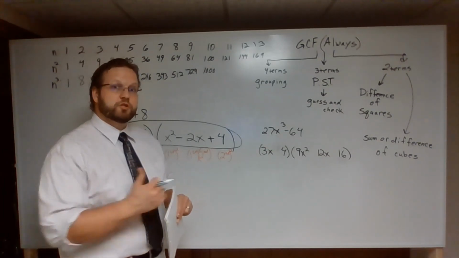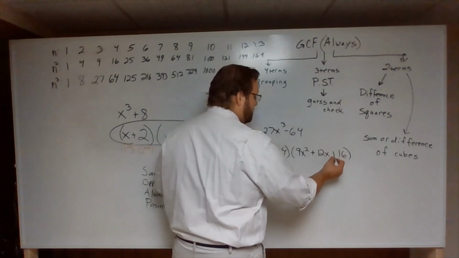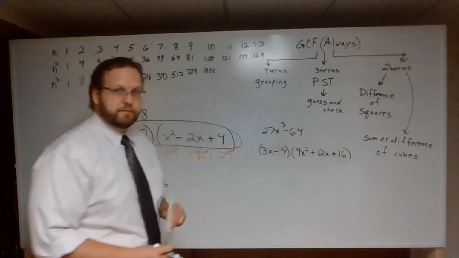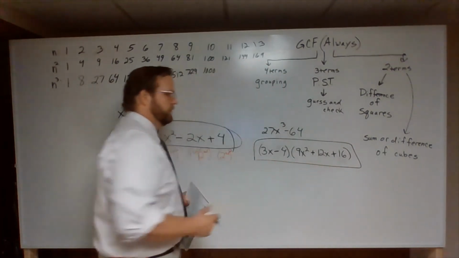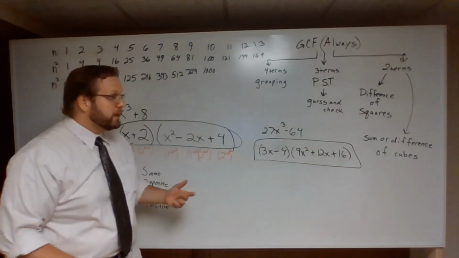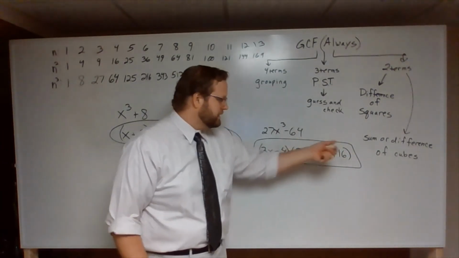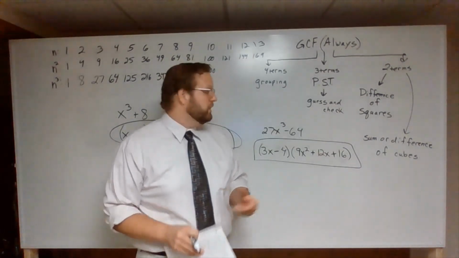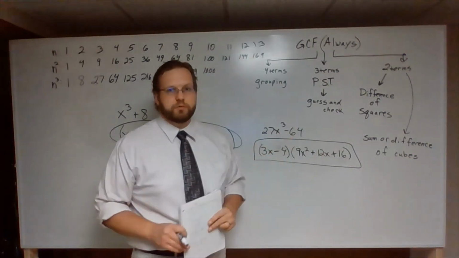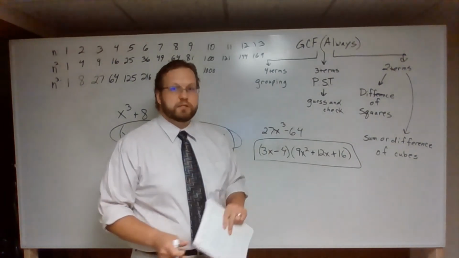And now, SOAP. Same, opposite, always positive. And there we go. If you wanted to check it, you can always distribute the 3x, distribute the -4. You'll notice that a lot of terms just cancel out in the middle, and you'll be left with those two right there. Okay, so that is pretty much it for section 6.5.